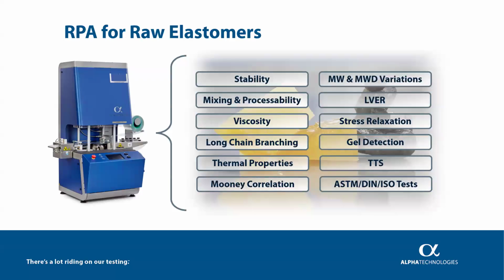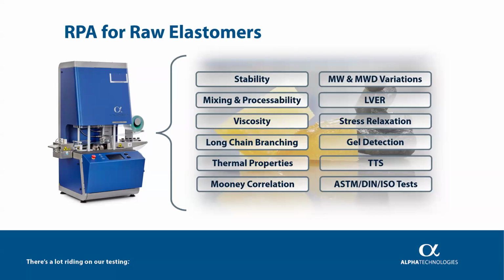All right, so when it comes to raw elastomers, the RPA can be a powerful tool for analyzing material stability and identifying potential mixing or processability issues. It provides viscosity data, helps us detect long chain branching, and gives insight into thermal properties. We can also use it to correlate with Mooney viscosity, and once that correlation is established, you may not need a separate Mooney viscometer for routine testing. The RPA can even help evaluate molecular weight and molecular weight distribution variations across different batches.